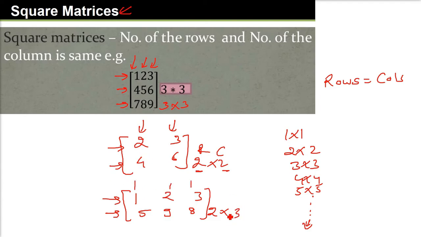This is not a square matrix because the number of rows and the number of columns are not the same. So this is not a square matrix.